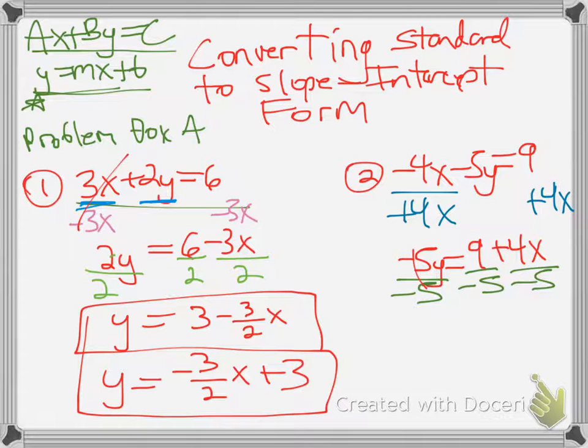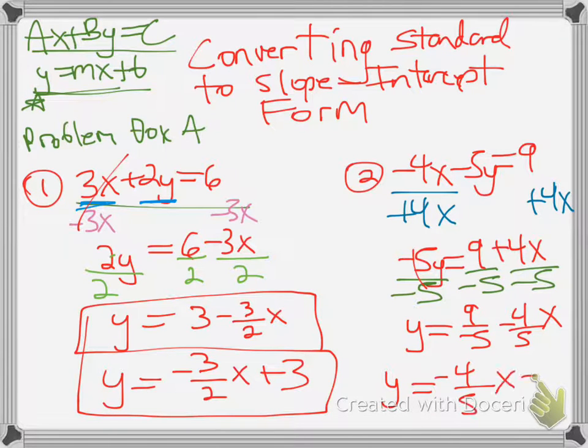The negative 5's cancel, so I'm left with y equals 9 over negative 5 minus 4/5 x, or plus 4 over negative 5 x. Both mean the same thing. But again, what I'm going to do is choose to write the x term first. So I have negative 4/5 x minus 9/5. And that would be my final correct answer.